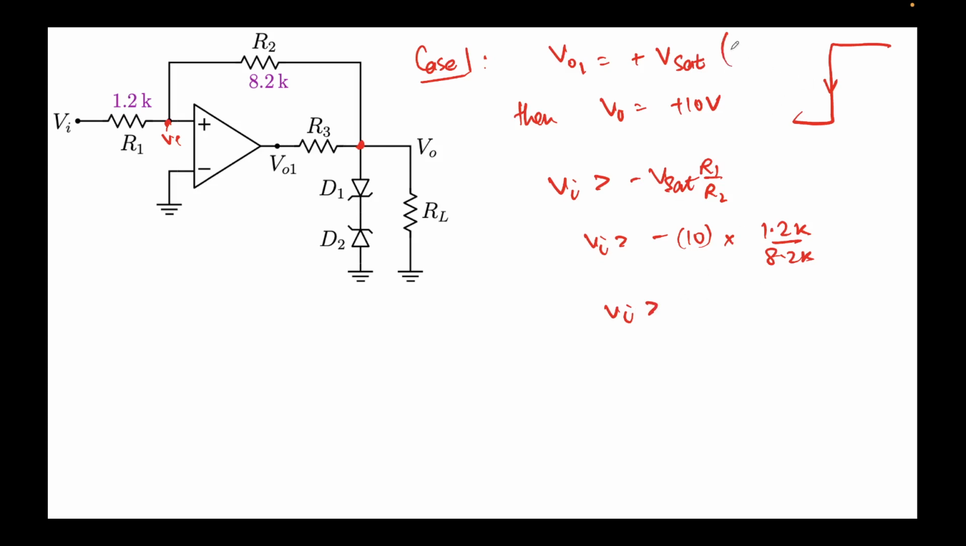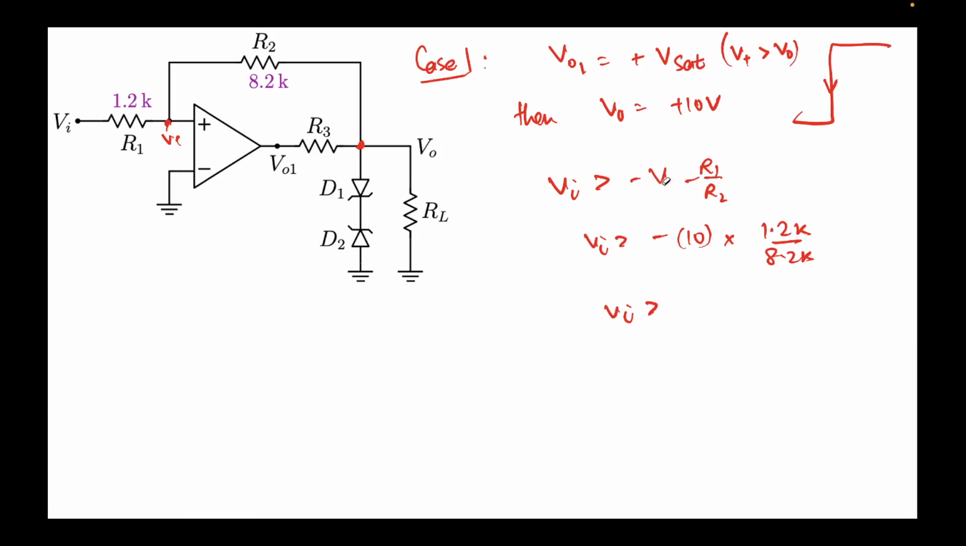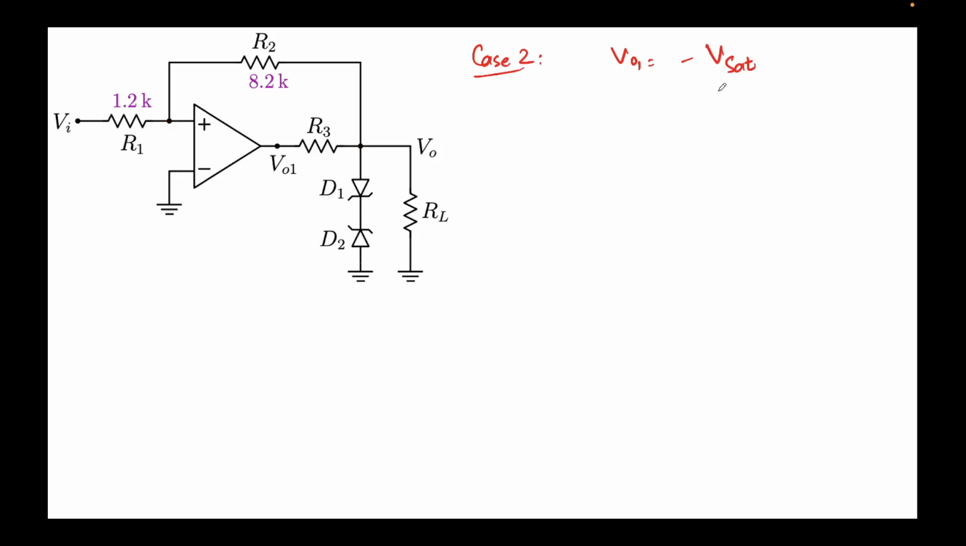Again, I'll just write this here for the sake of completion. This will be true only when V plus is greater than V0. Hence the Vsat here will not be Vsat in this formula which we had derived earlier. It will be V0, this voltage. If we solve it, it's 12 over 8.2, which comes out to be 1.46. So this tripping from high to low will be happening at Vi equal to minus 1.46 volts. Okay, right.